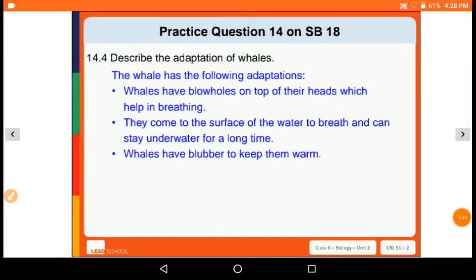Now the next question is: describe the adaptation of whales. So the whales have a blowhole on the top of their heads which helps in breathing. Next, they come to the surface of the water to breathe and can stay underwater for a long time. Whales have blubber to keep them warm.